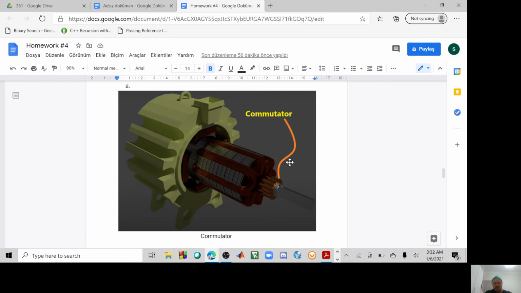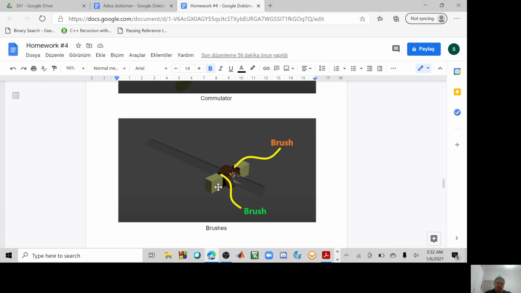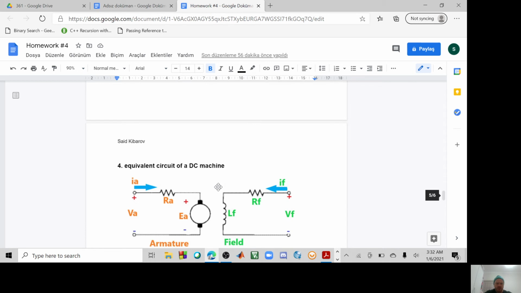It is asked to mention if the commutator and brushes are stationary or rotational parts. I want to say that the commutator is a rotational part and the brushes are the stationary part. So what about the brushes? Being a stationary part, they connect the commutator to the outside world. We have them in DC machines to supply power to the rotor. Okay, that's it.